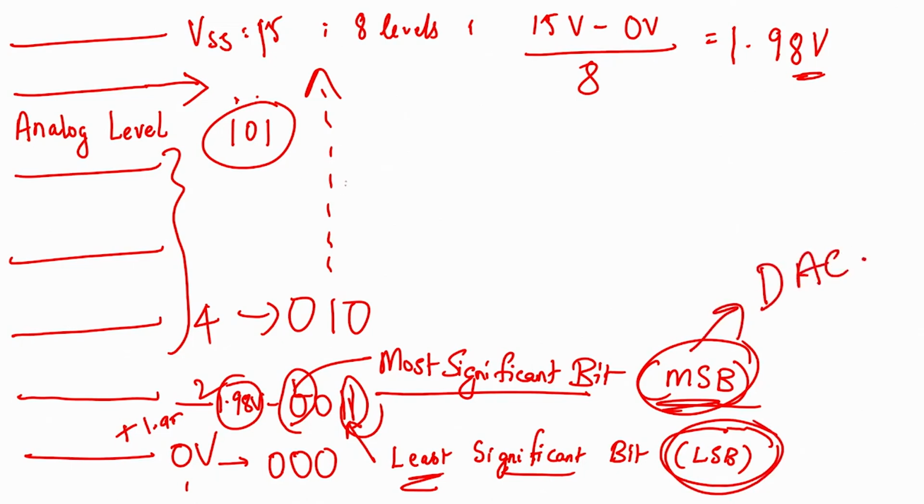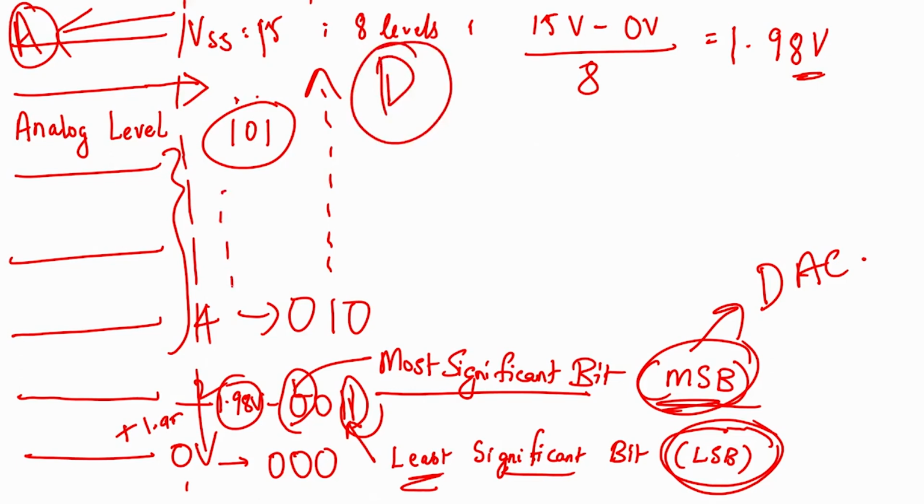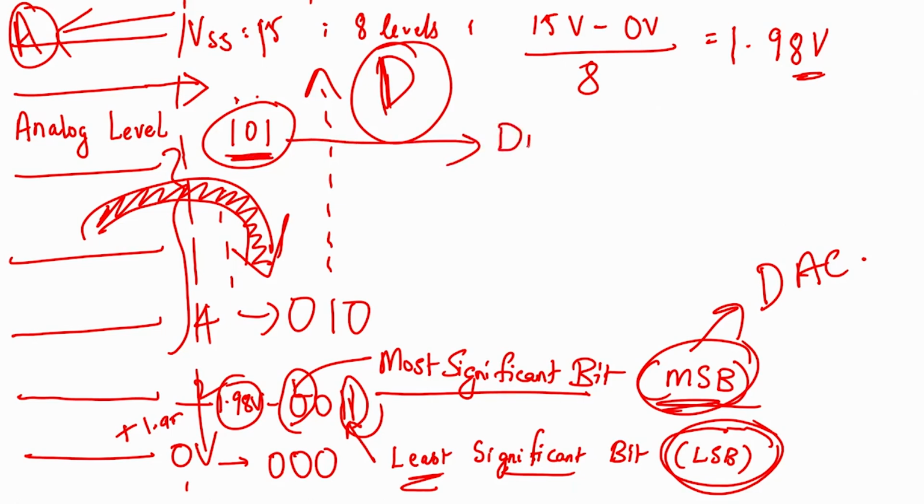So what are we studying now? This is the analog domain, and anything left of this is your analog domain. This is your digital domain, correct. So here you have your digital bits. So now we are converting from analog to digital, and we have a set of bit sequences. Each of these bit sequences is called a digital word. So this is what you call a digital word.